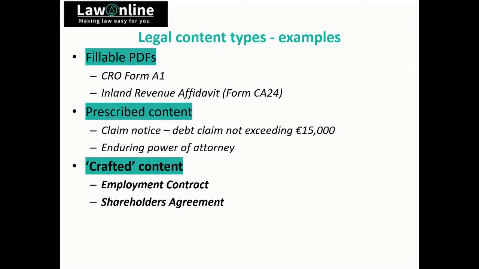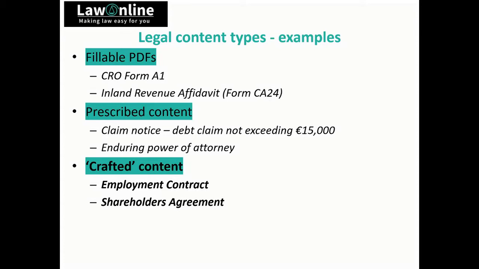Here I've tried to categorize the type of content that you would typically find. For example, it would go from fillable PDFs, where the content is totally prescribed, but you can still speed up the completion of the document. We've only got 2 examples on Law Online, which is the Form A1 from the Companies Office, and the Bill and Revenue Affidavit, which I'm aware has now been automated by the Revenue Commissioners themselves, but that document is still on our platform, should it ever be required.